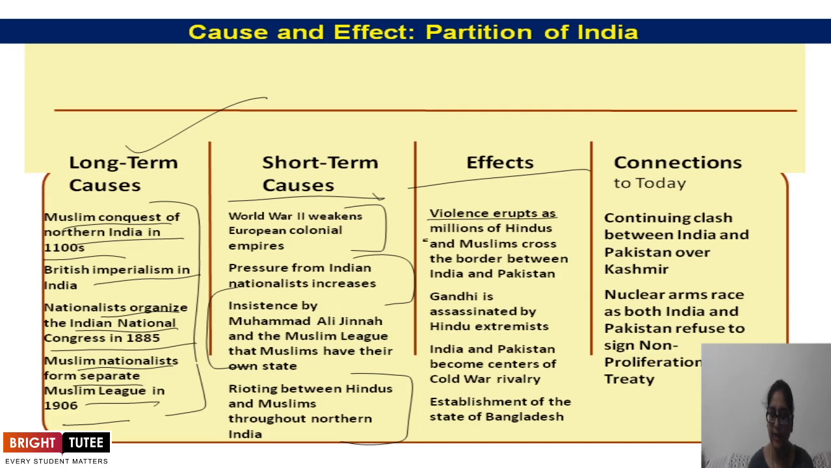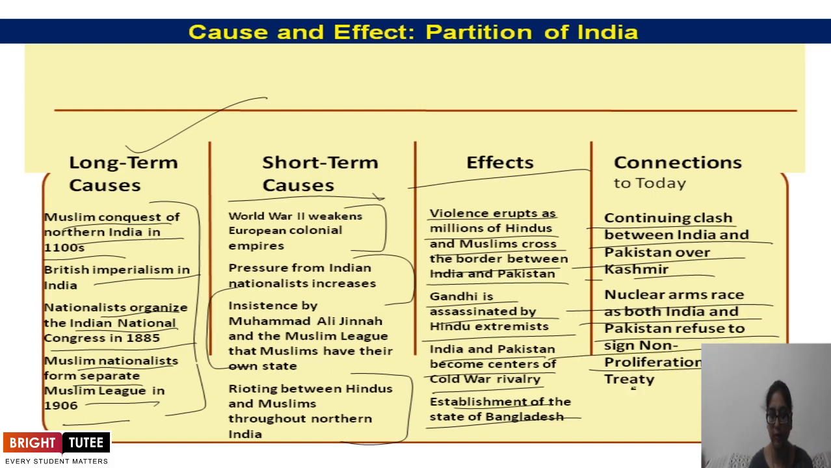Violence erupted as millions of Hindus and Muslims crossed the border between India and Pakistan. Then Gandhiji's assassination was also a big issue for this. Then India and Pakistan became centers of Cold War rivalry, then establishment of the state of Bangladesh. Now these things are connected till date, till today. What are those connections? Continuing clash between India and Pakistan over Kashmir. Nuclear arms races as both India and Pakistan refused to sign the non-proliferation treaty.